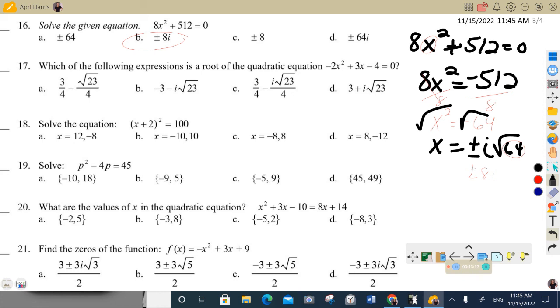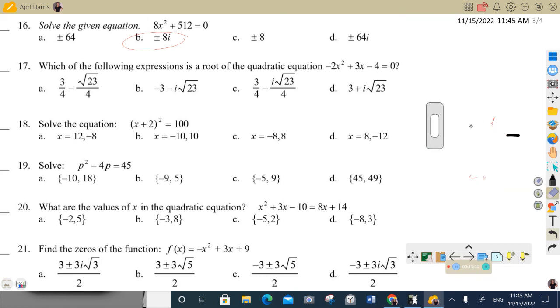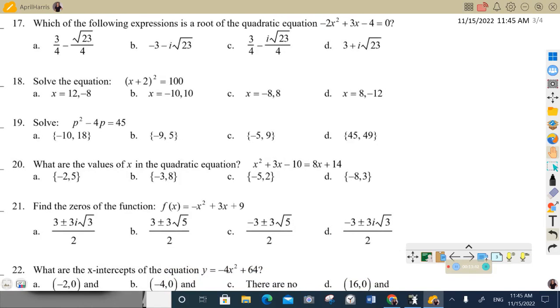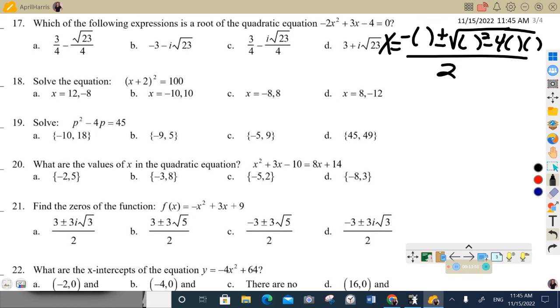Number 17 wants to know which of the following expressions is a root of the quadratic equation. So we're going to find both solutions. However, we really just need one of the solutions. But I'm going to use the quadratic formula because what I noticed right here is that all the answers have a radical in them. So you can't factor this. All right, so let's go to x equals negative b plus or minus the square root of b squared minus 4ac all over 2a. So you're going to plug in your a, b, and c's.